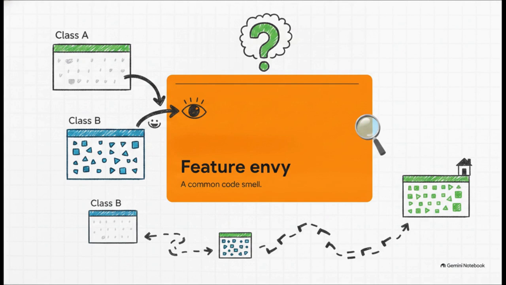This is a massive clue for you as a reviewer. It usually means that the logic you're looking at is just living in the wrong place. If a method is obsessed with another class's data, that method should probably just be moved to live inside that other class. It's really all about putting things where they naturally belong.